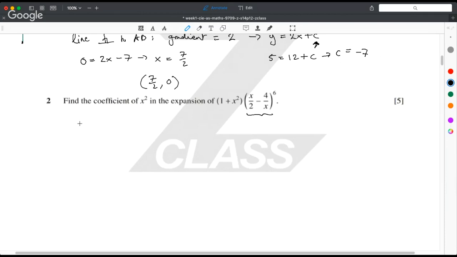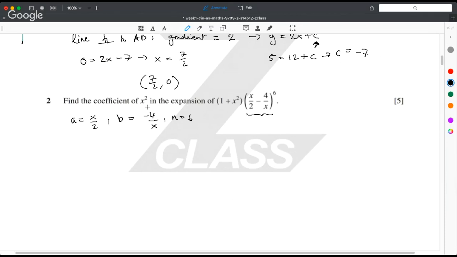There's no exponent. So this guy, you see that if you look in the formula booklet, you can map that A, what they call A, is in our case x over 2. B is equal to minus 4 over x. And n is equal to 6. And they want the coefficient of x squared.